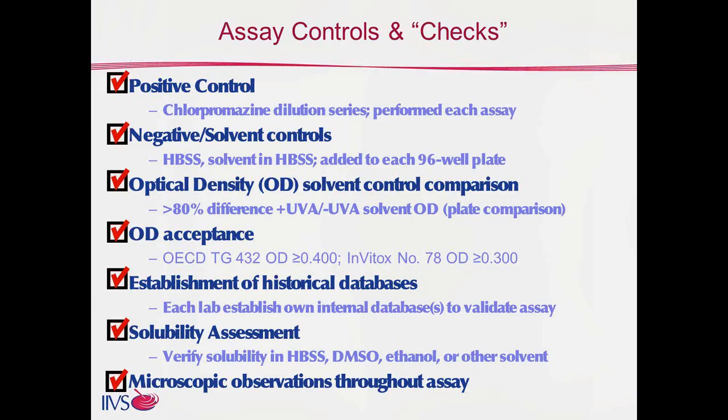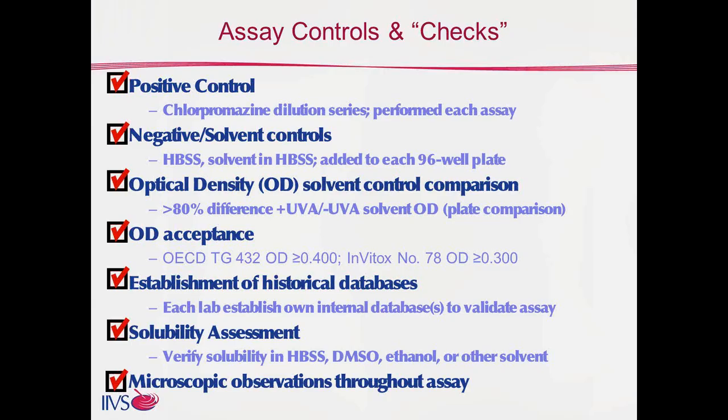So the solvent control comparison between the light and the dark plates should be greater than 80%, and we use that to make sure that the light itself isn't causing excessive toxicity. In addition, the documents also describe acceptance criteria for mean optical density signals.